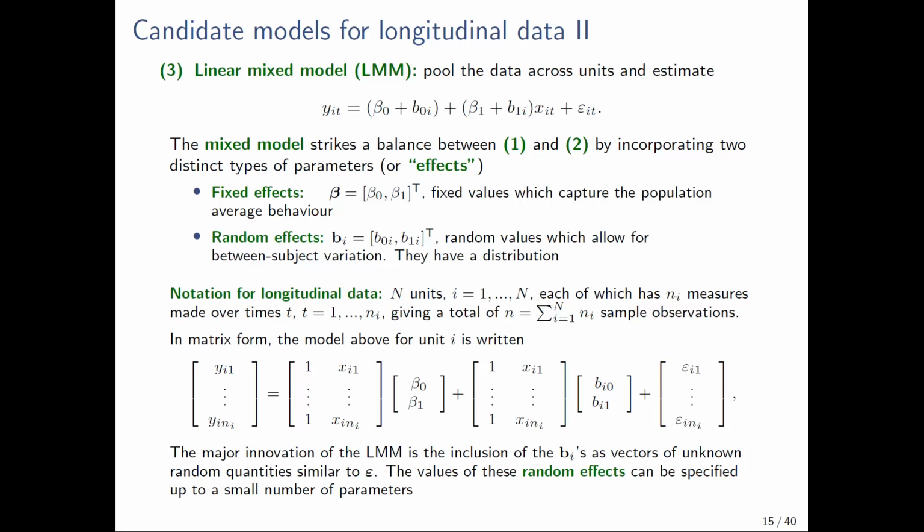First, we have the fixed effects, beta naught and beta 1. These are fixed values which capture the population average behaviour. Then we have random effects. We've not come across these before in the statistical models we've looked at so far. These are random values drawn from a distribution, which allow for between subject variation. So they allow each subject that we're looking at to deviate from the population average captured by the fixed effects.